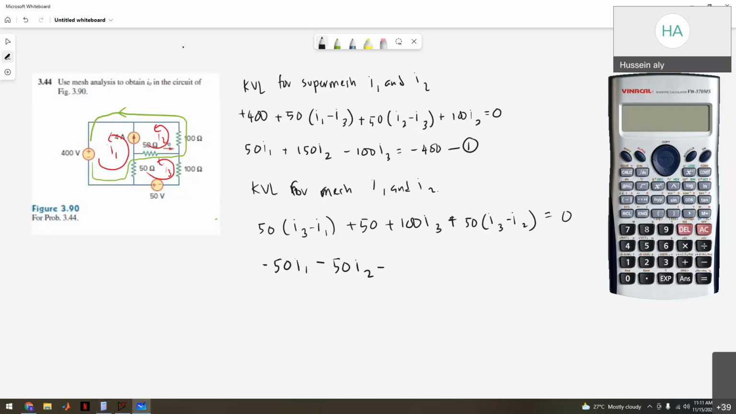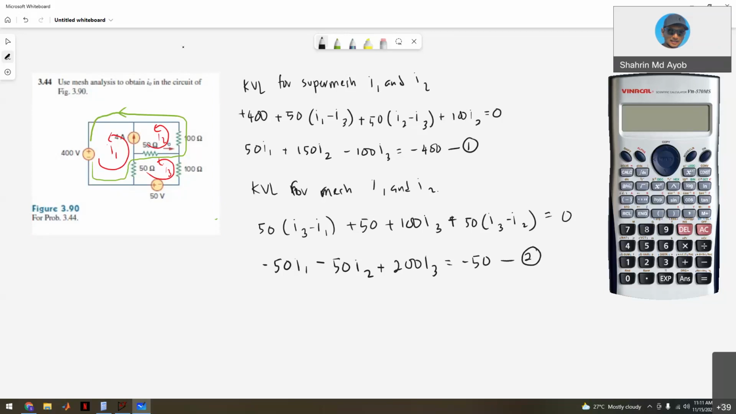Okay, and then 50, so this one is 100 I3 if not mistaken. So please check. So negative 50 I1, negative 50 I2. So this one 200 I3. 200. Yeah. And this one is negative 50. So this one is your second equation.